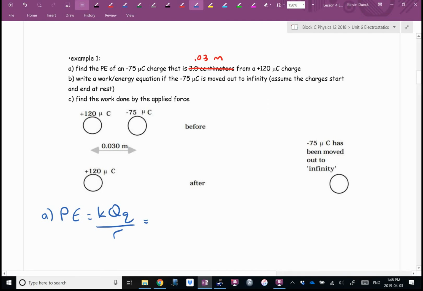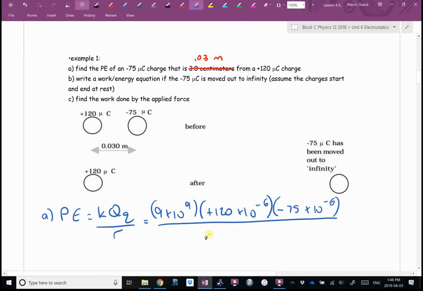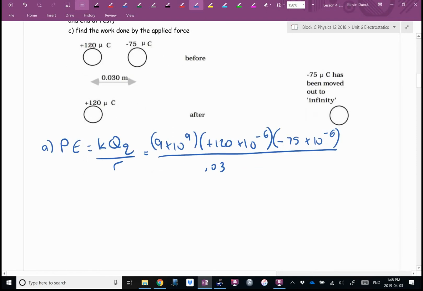Anyone, what's K? Okay. Big Q, that's the fixed charge that's not moving, and we will assume that these are glued to the paper or thumbtacked in place. It's going to be positive 120 microcoulombs, which is 10 to the what? What's little q? Not 75, negative 75 microcoulombs, all divided by 0.03. This should work out evenly, I'm pretty sure. In fact, I know it will.